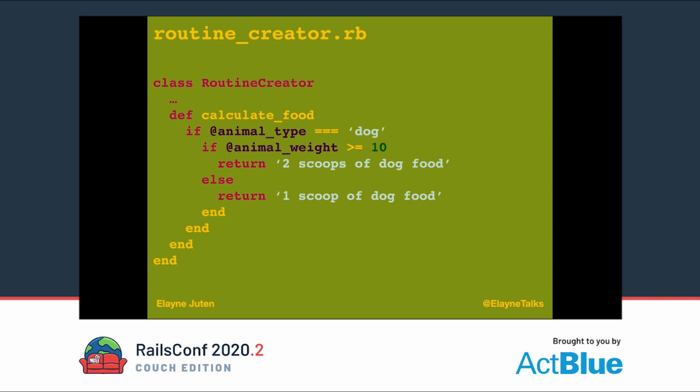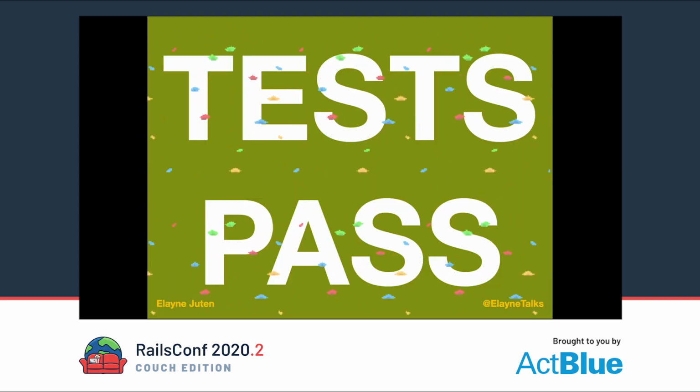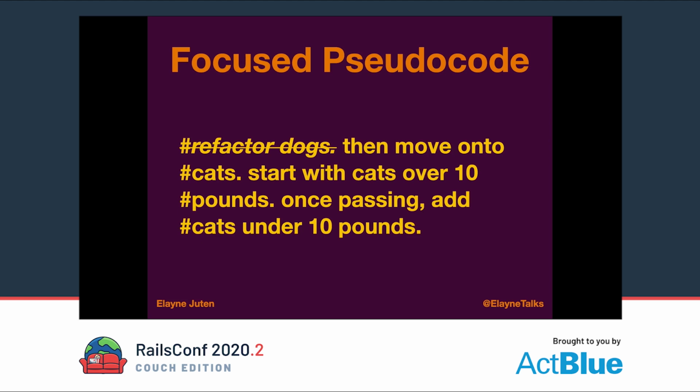So I feel good about this refactoring. We're going to run the test, make sure I didn't break anything in the refactor, and the tests pass. So I'm going to commit that code again, and I've got the first chunk of our focus pseudocode taken care of. So we're going to move on to the cats.